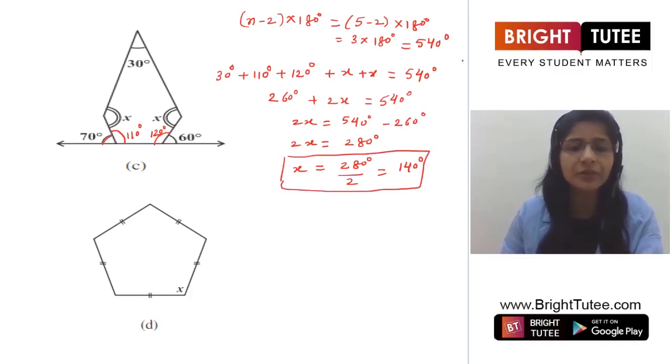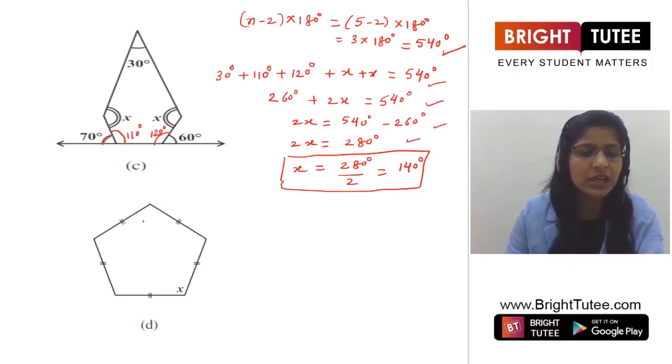So as I told you, first of all you have to find the sum of interior angles by the formula (n minus 2) into 180 degrees, and then applying the angle sum property we can find the asked angle in the question. The last question is shown as a pentagon again. Here all the sides are shown as equal.